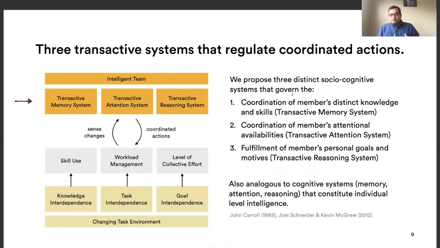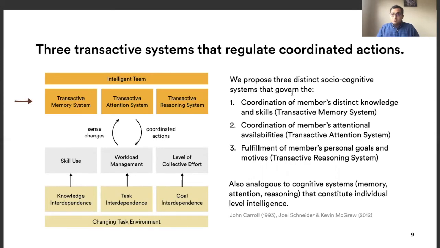In this line of thought, we are proposing three distinct socio-cognitive systems. So you can think about it as, instead of breaking down a team in terms of the members and the member interactions, we are taking a different perspective such that we are breaking down the team in three functions, in which each member and the associated transactive functions or interactive functions, processes are part of one function. The three functions are about transactive memory system, transactive attention system, and transactive reasoning system. Each one of them specifically targeting the coordination of those limited resources and maintaining them.